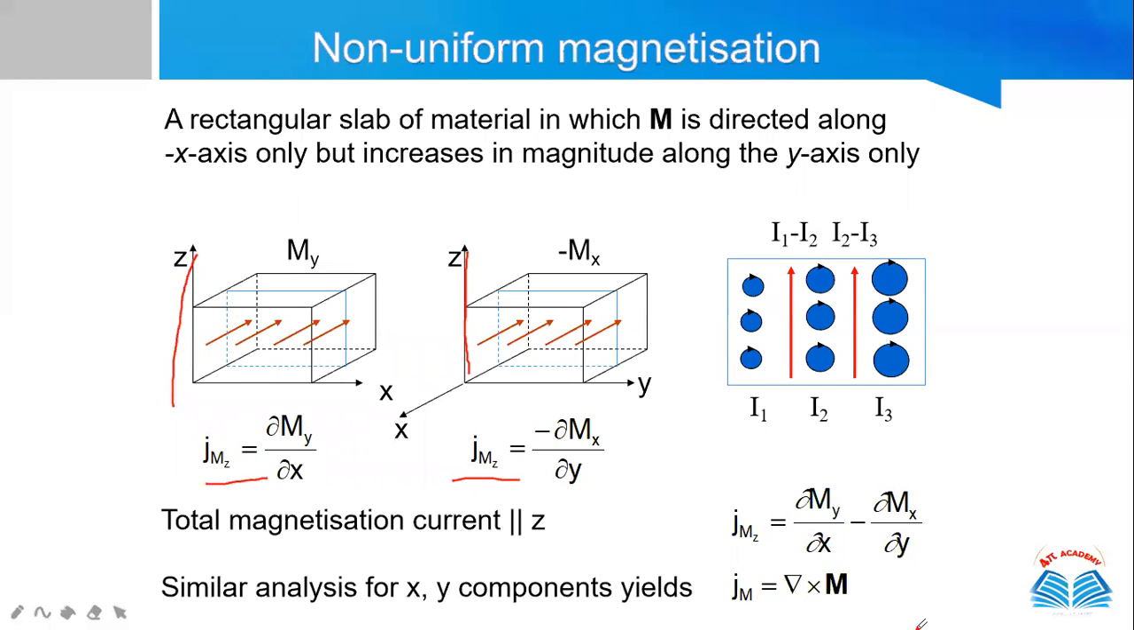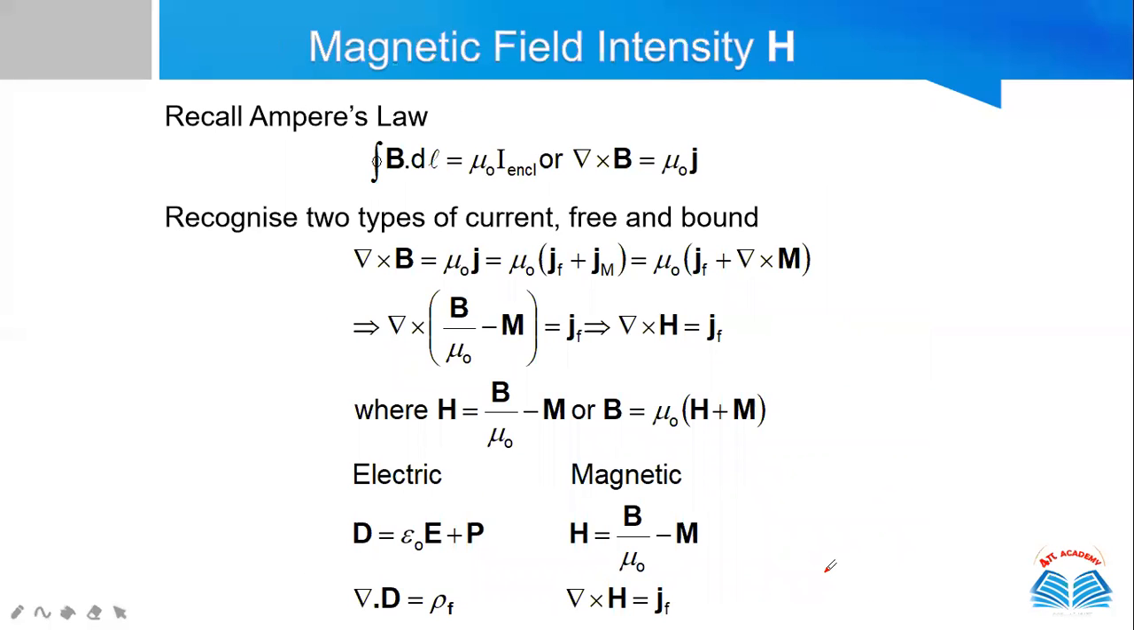So coming here, the question is becoming easier. The Jm we can write as del cross M. If we wish to calculate Jm, we just have to take the curl of that magnetization.